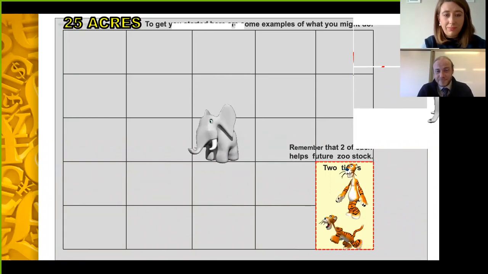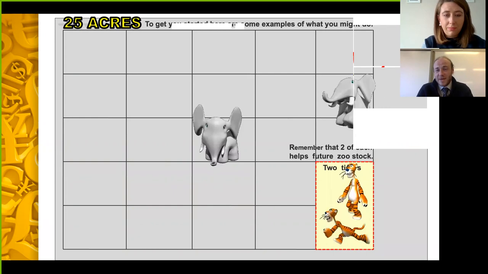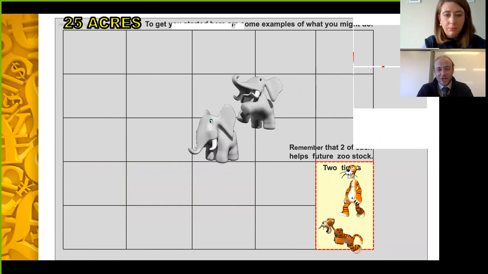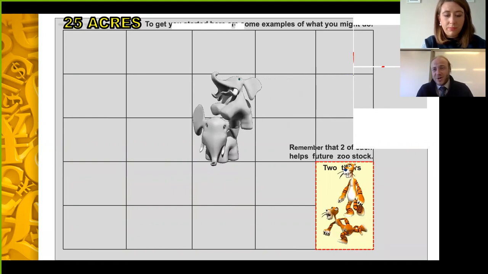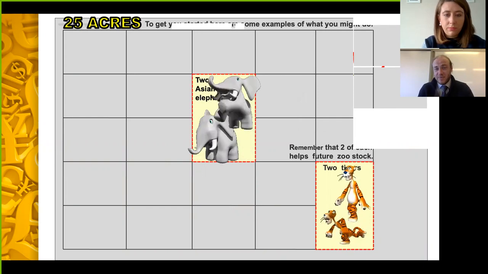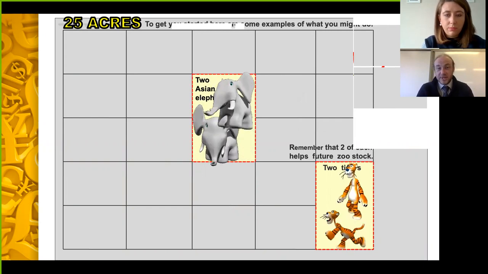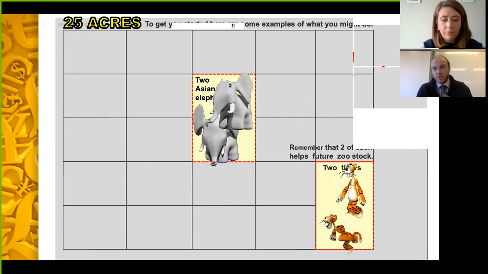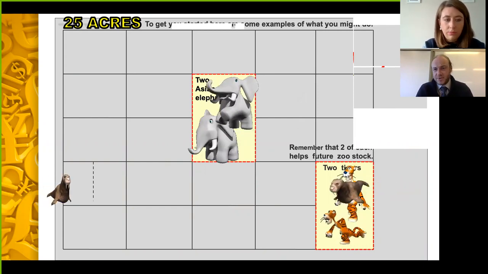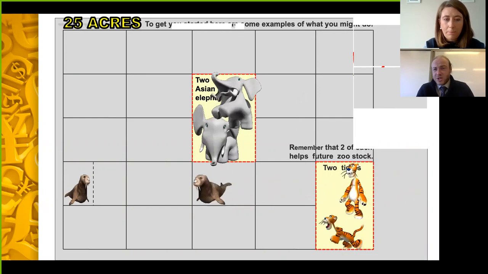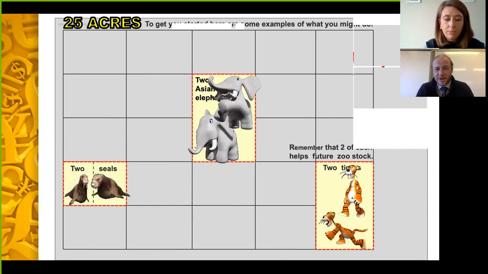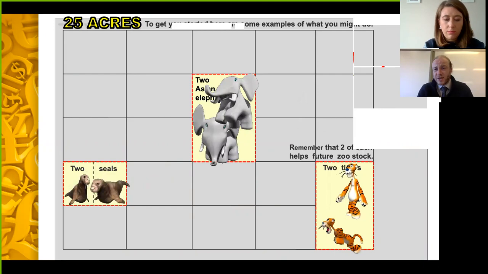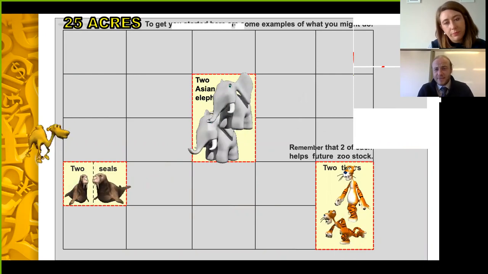Now the question is, which type of elephant should I go for, the African elephant or the Asian elephant? Hopefully no one here knows the actual difference and can tell me which one's which. They're just 2 random elephants there, but we picked 2 Asian elephants for this one. Why? Because they only take an acre each, as opposed to an acre and a half, which the African elephant does. Here we've got 2 seals. 2 seals are taking up half an acre each, so therefore they fill up 1 acre nice and easily.